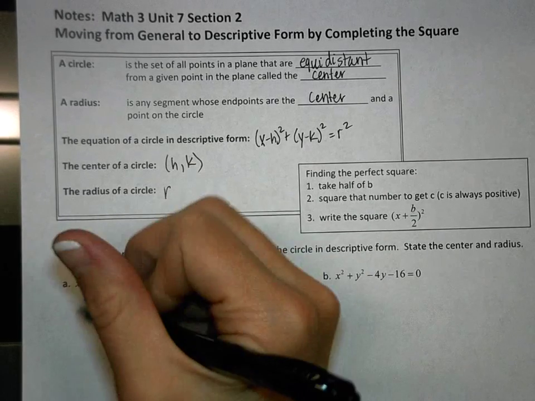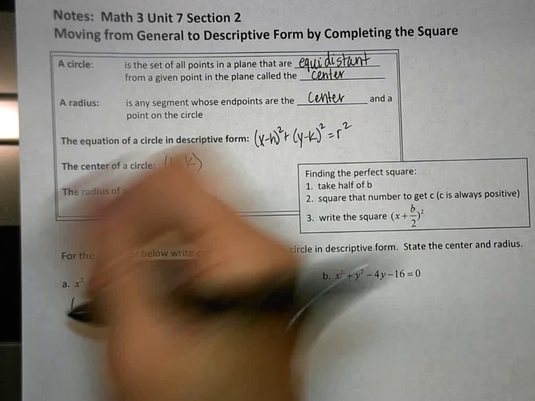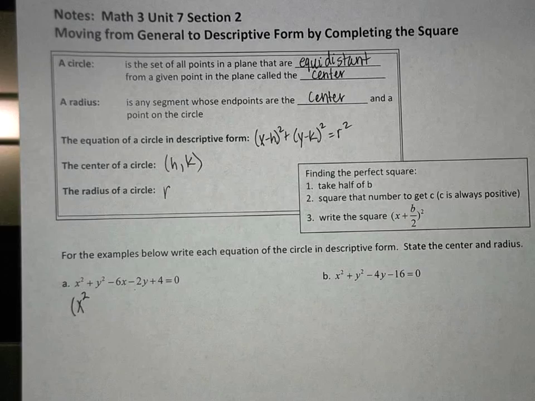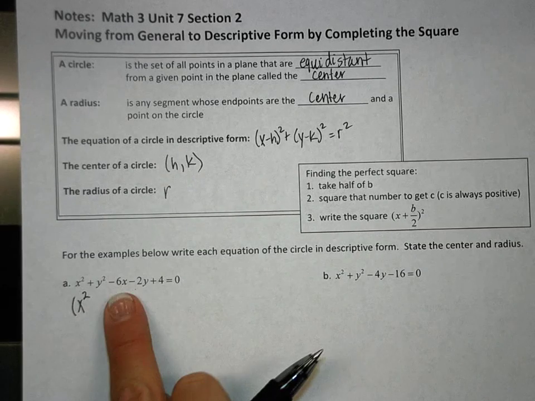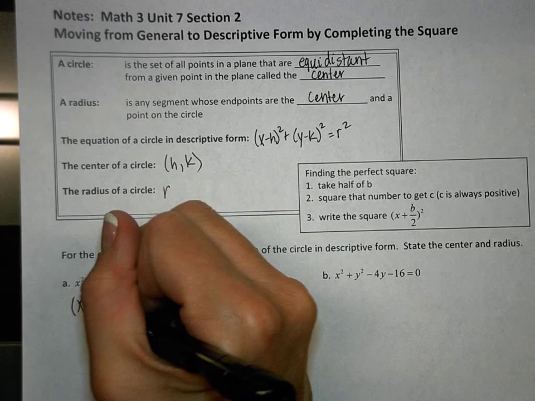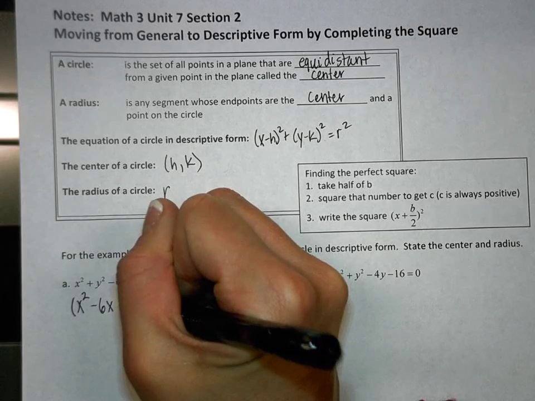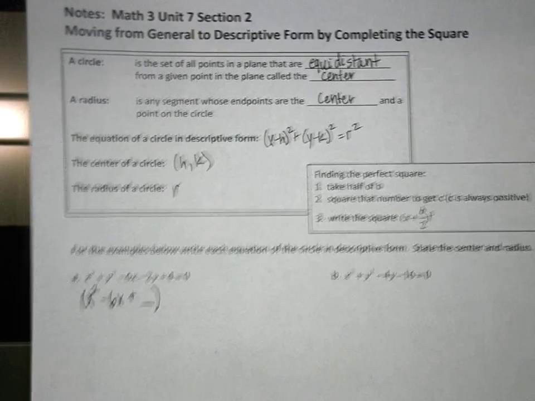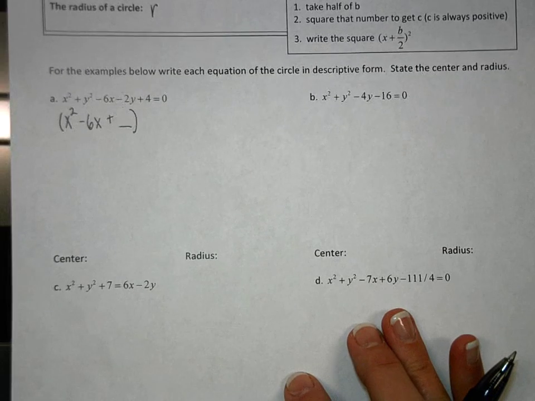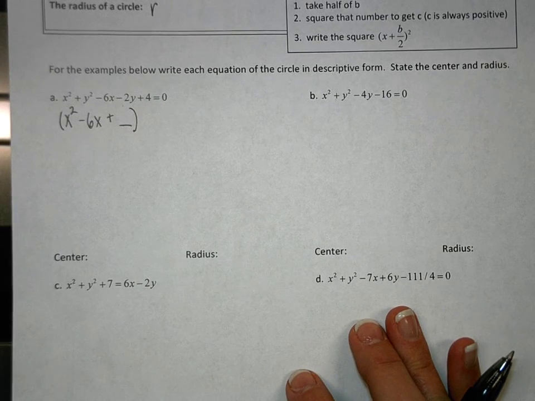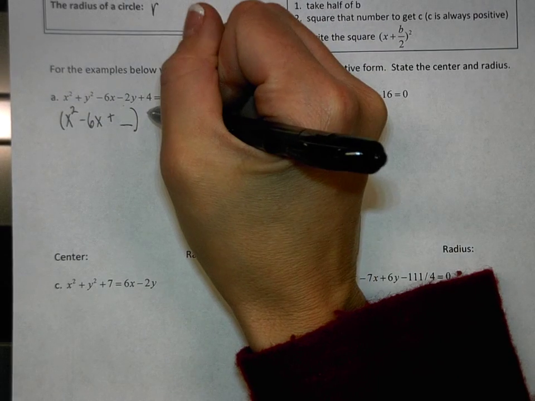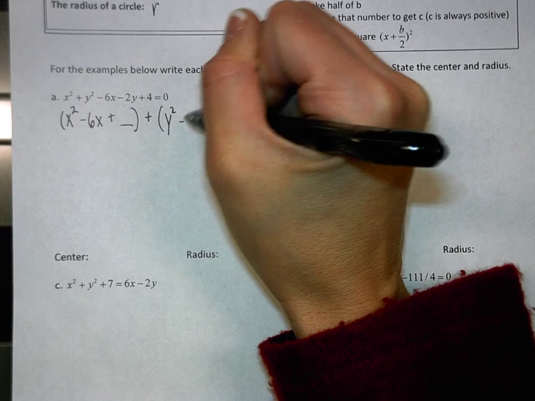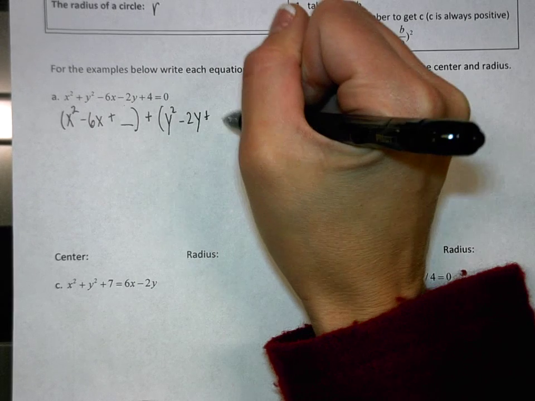Okay, so I'm going to make a parenthesis and write x squared. When we're completing the square for the x squared, we need our x term. So I'm going to go minus 6x, and then plus, and I put a blank. We're going to end up completing the square on that. Then I'm going to go up and set my y part: y squared minus 2y plus blank.